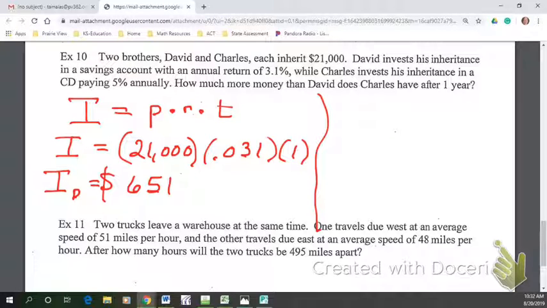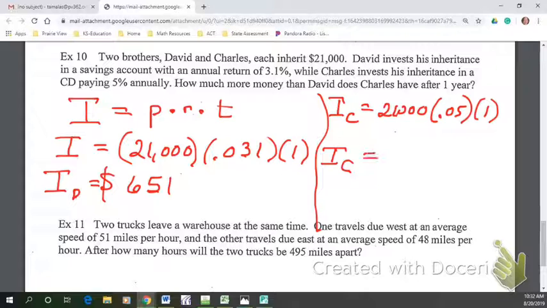Now let's figure out how much money Charles is going to make. Charles starts off with the same principal, $21,000. Interest rate's 5%, so that's 0.05 for 1 year. So how much interest is Charles going to get off of his $21,000? 21,000 times 0.05, you can ignore the 1 if you want, because multiplying by 1 doesn't change anything. And calculators, what do we got? $1,050. He earned more, just like we expected.